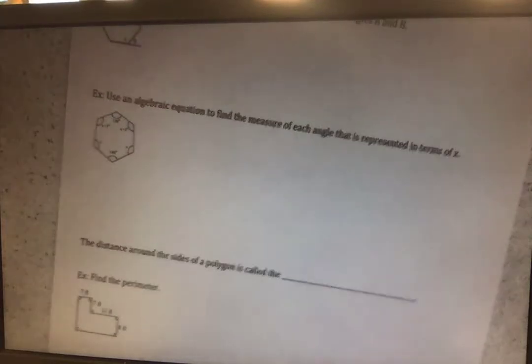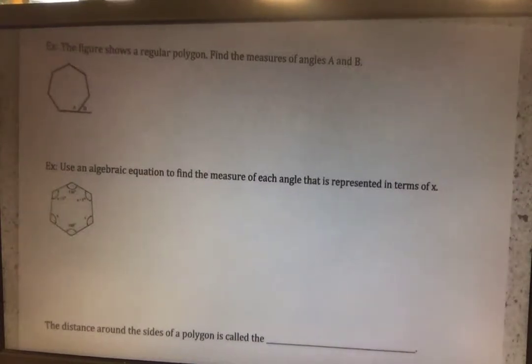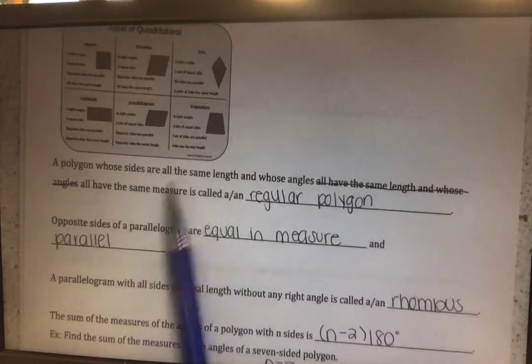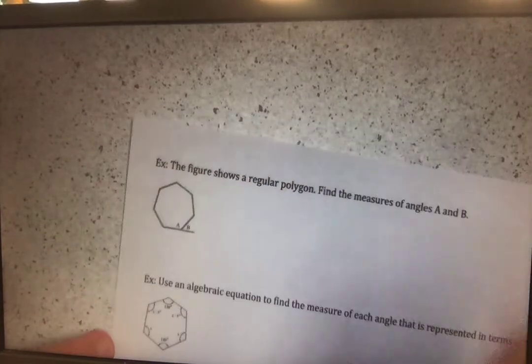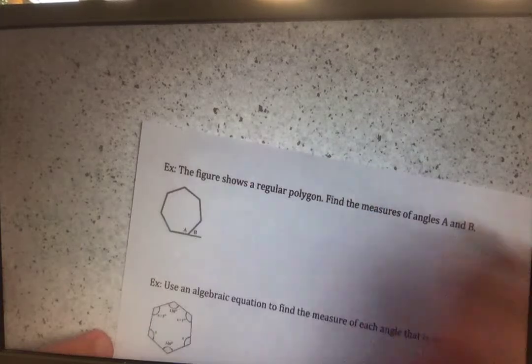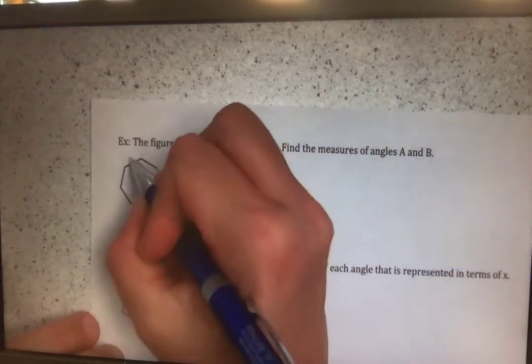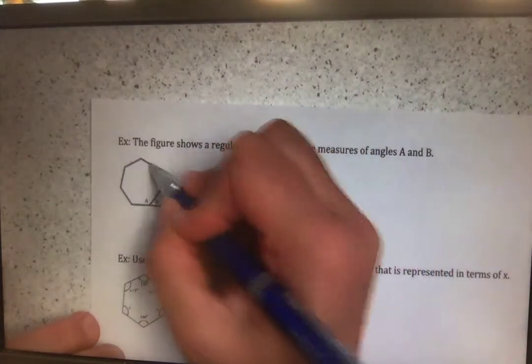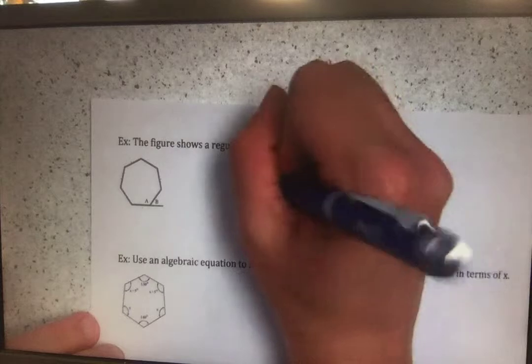The figure shows a regular polygon. Find the measures of angle A and the measures of angle B. Remember that regular is a polygon whose sides all have the same length and the angles all have the same measure. So we know all of the angles are the same. So this polygon has 1, 2, 3, 4, 5, 6, 7 sides. 7 sides.